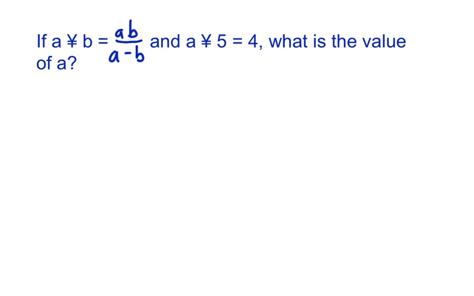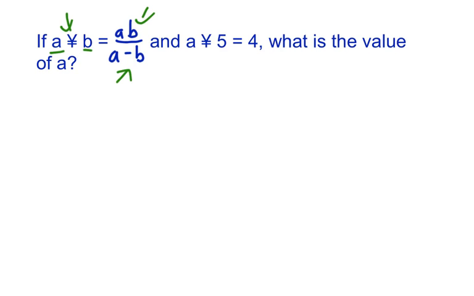Alright, if you have something like this where you have a symbol, that symbol tells you the operation. So it's explained after the equal sign. A something B means that you take A times B, it says on top, and then you subtract A and B on the bottom.